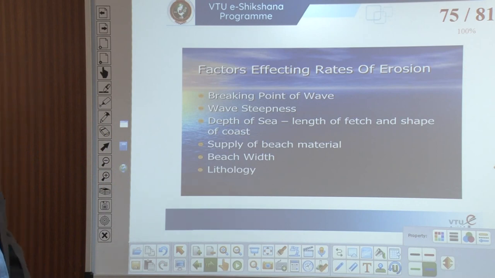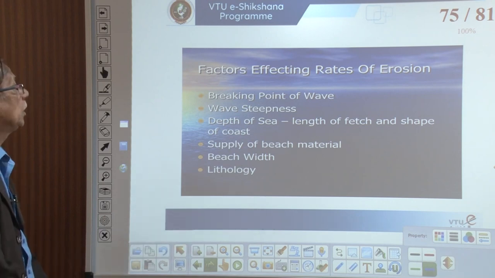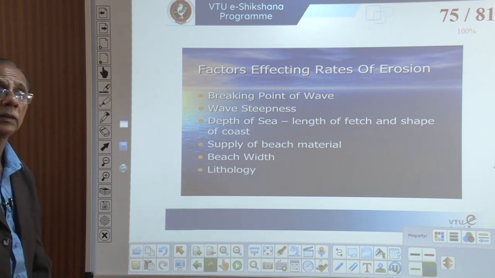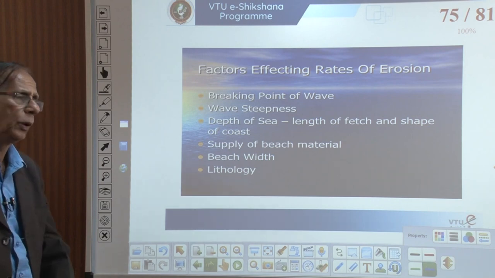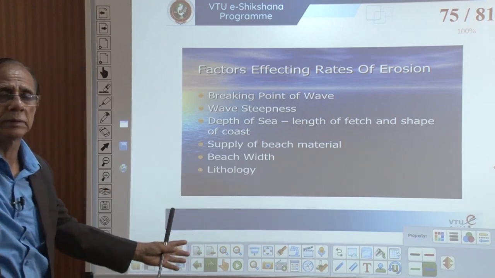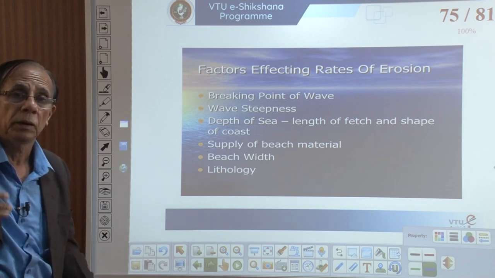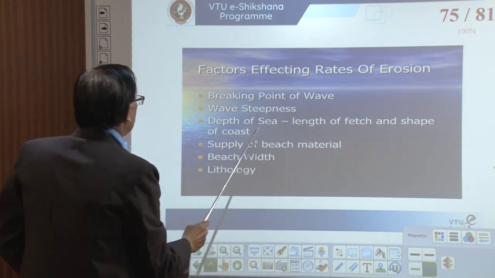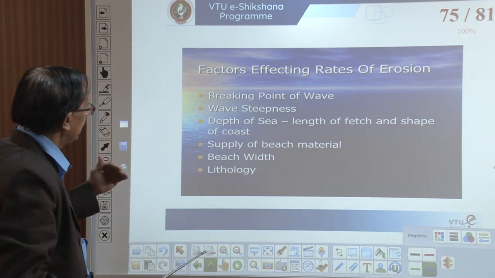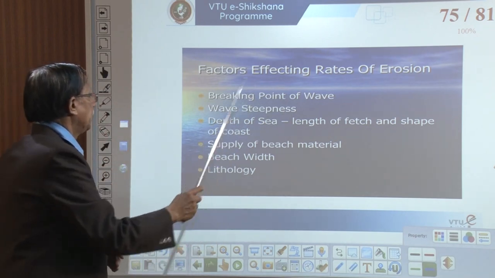What exactly determines coastal erosion and deposition? One is low energy that creates favorable conditions for accumulation. But if energy is high, erosion. That's all. What are the factors of erosion? Breaking point of wave, where the waves break. What are the characteristics of wave break? Waves grow in size. Once they break, they release the energy. That energy is available for erosion. So, breaking point of wave, wave steepness, how steep the waves are. Wave height and wave period we define as wave steepness.